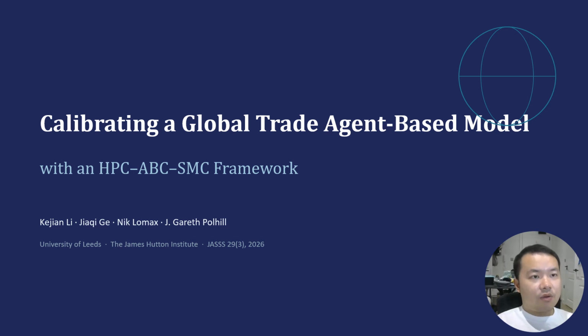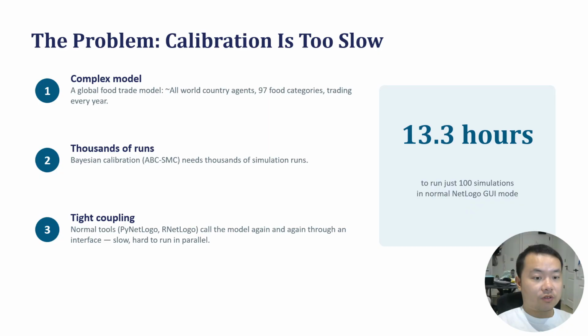Hello everyone, today I will talk about our paper on calibrating a global food trade model. Calibration means finding the right experiment values so that the model can match real-world data. Our contribution is a new way to make this process much faster.